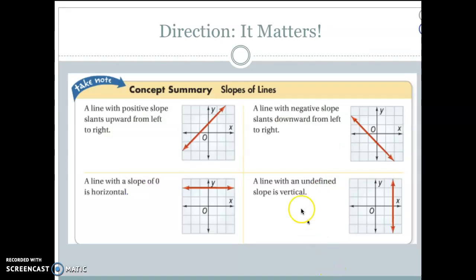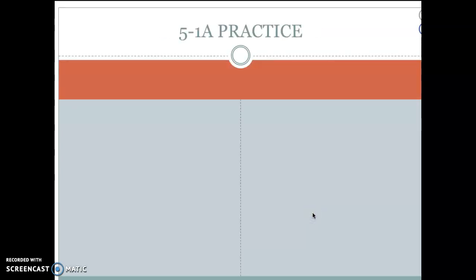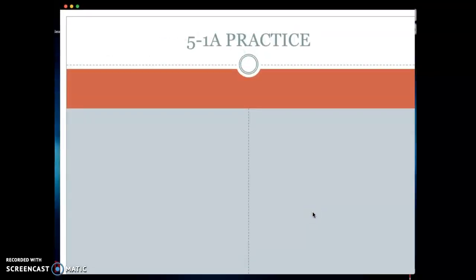So increasing, positive slope, increasing from left to right. Decreasing from left to right is a negative slope. A horizontal line has no slant or no slope, and then something that's impossible to ride on or walk on, that has an undefined slope. So those are the directions that you need to remember as you are working on your slope practice for today.